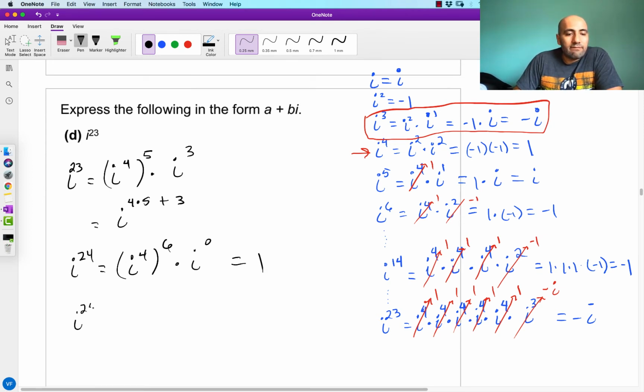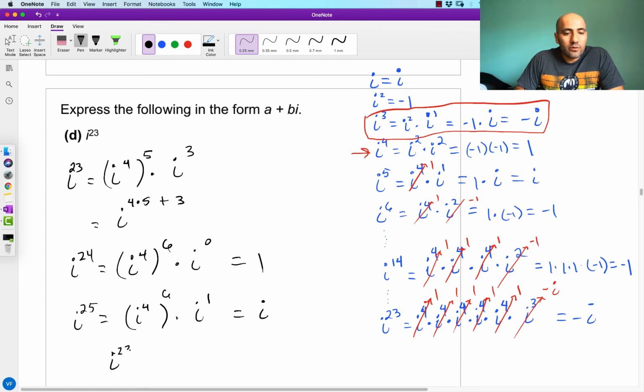i to the 25th is i to the 4th, 6 times, and that takes care of 24 of them, and then there's one more, times i to the 1st. I know that this is going to become 1 to the power of 6, times i to the 1st power, which just becomes i. Okay, so hopefully that pattern is clear now.